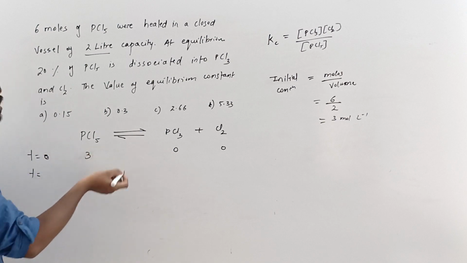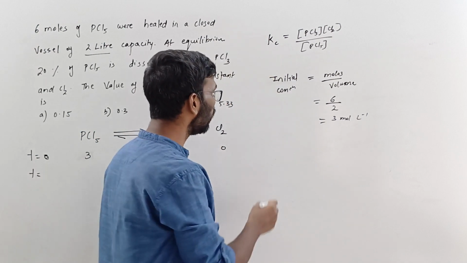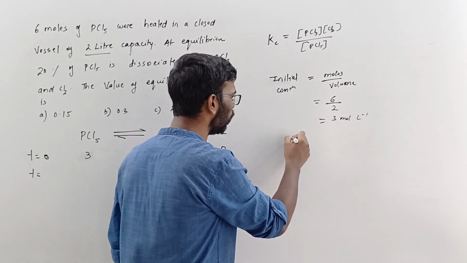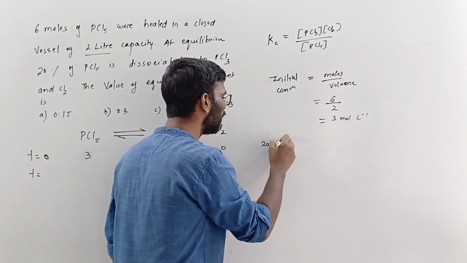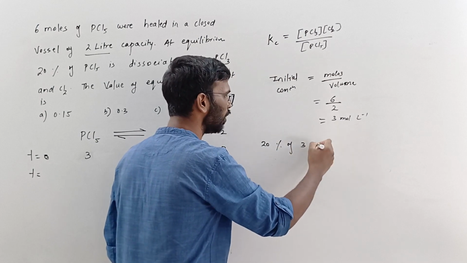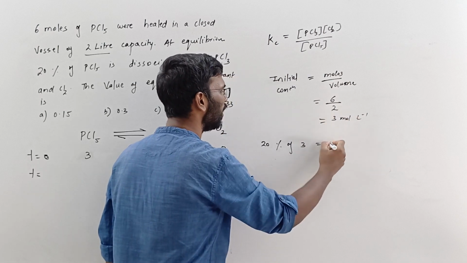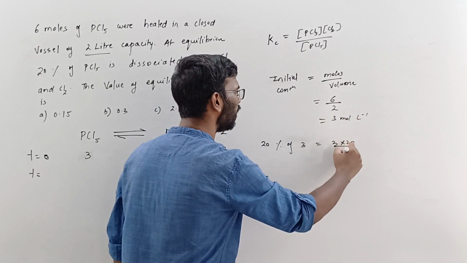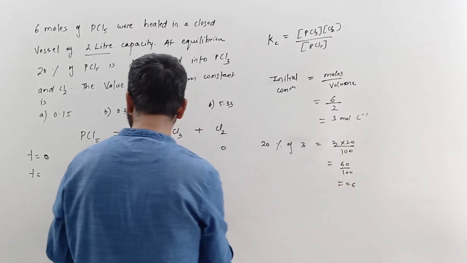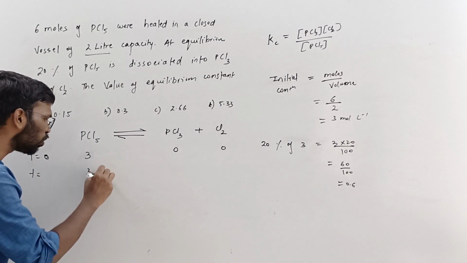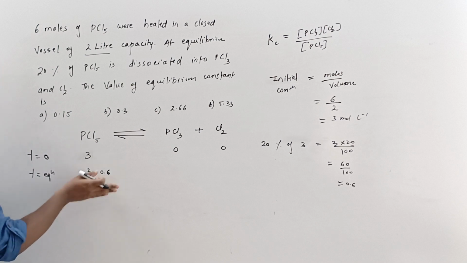Now, how much is dissociated? They are saying that 20% of PCl5 is dissociated. That means what is 20% of 3 moles per liter? It is 3 into 20 divided by 100. So this is 60 by 100, and this is 0.6. Out of this, 0.6 is dissociated at equilibrium.